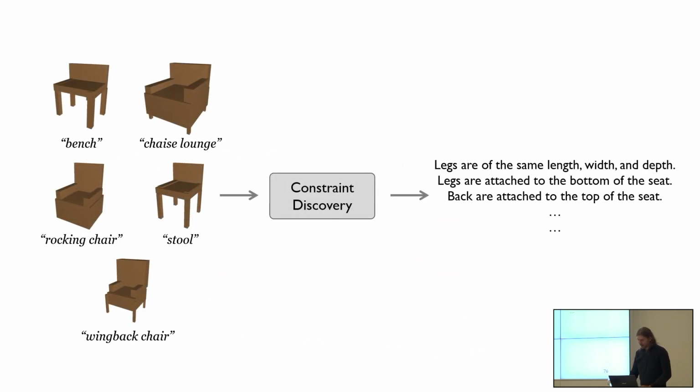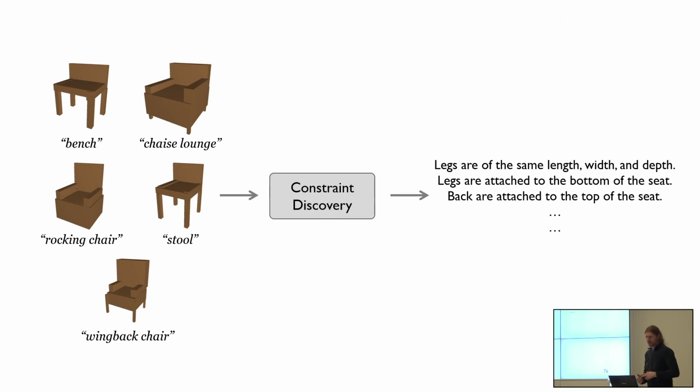We will then use a symbolic process to do constraint discovery. So we are going to take each of these and figure out constraints. There are things like, well, the legs are the same length, width, and depth, or the legs are attached to the bottom of the seat, or the backs are attached to the top. And we're going to look for constraints that are shared between all of these. And these do two things. First of all, it figures out what are the constraints that kind of define the class. What are the things that make a chair a chair? And the other thing is it removes noise.